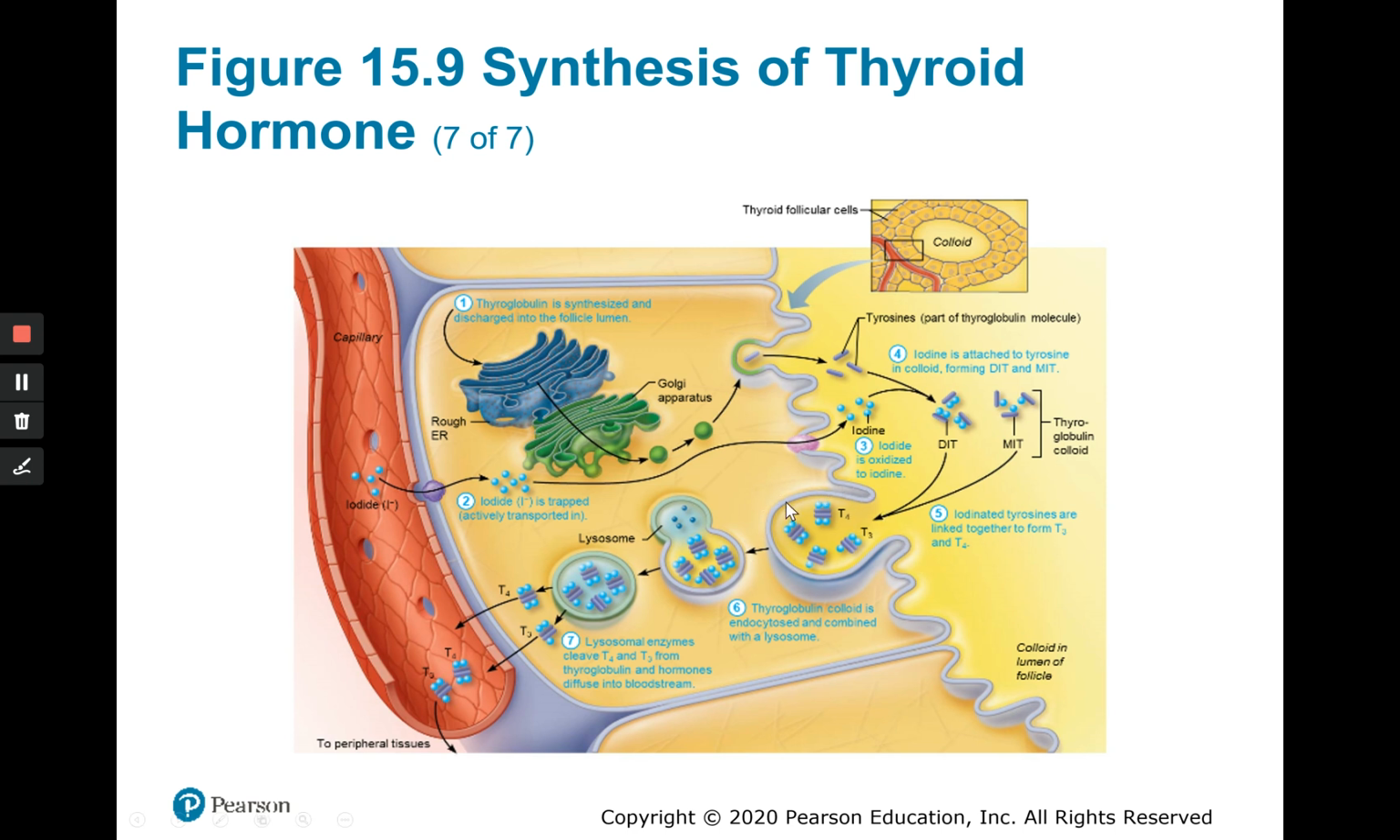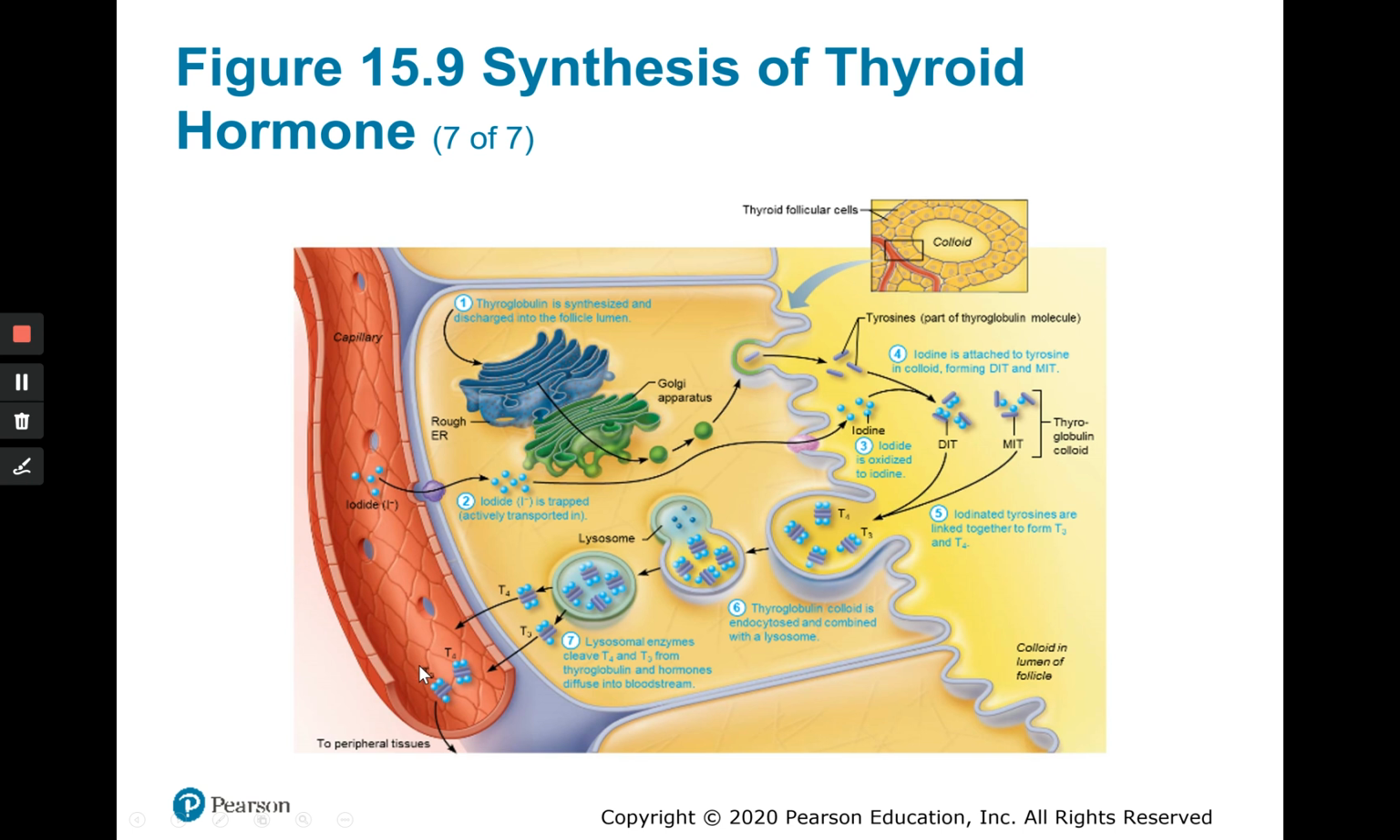The vesicle that contains thyroglobulin and excess materials plus T3 and T4 must combine with a lysosome in order to break down everything that's not T3 and T4. Once that occurs, we will have just pure T3 and T4 in the vesicle, and that can be secreted then into the interstitial space and cross over into the blood.